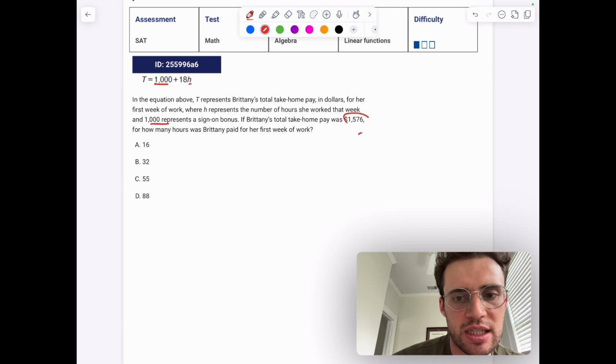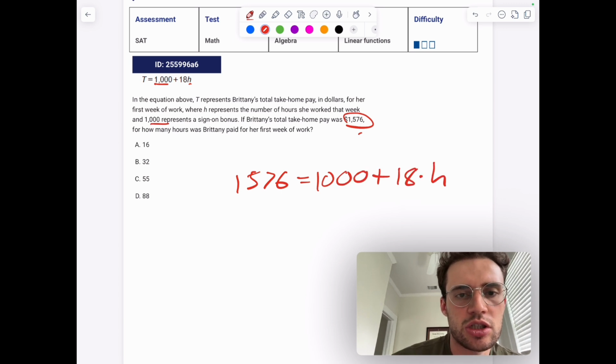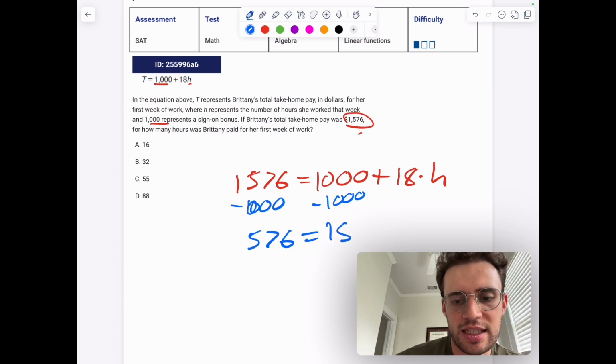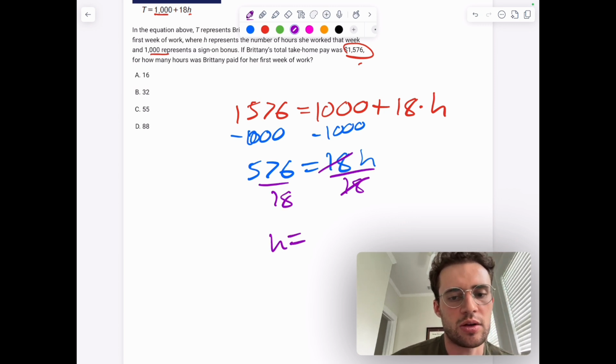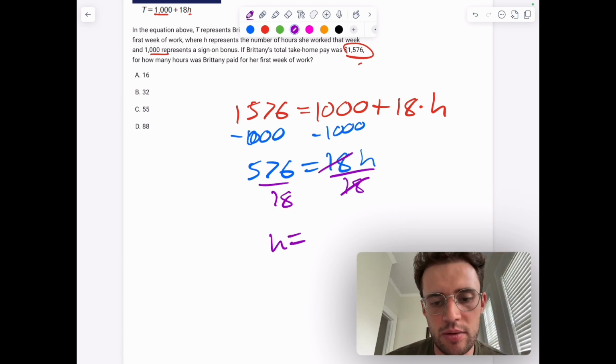Okay, so we're just putting this in as the total for the take-home. So that's going in for T. 1,576 equals 1,000 plus 18 times h. And we'll subtract 1,000 from both sides. We're just solving for h here, which gives us 576 equals 18h. And then to solve for h, you divide both sides by 18. That leaves us with h equal to 576 divided by 18, which is 32.